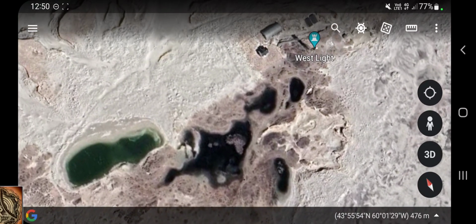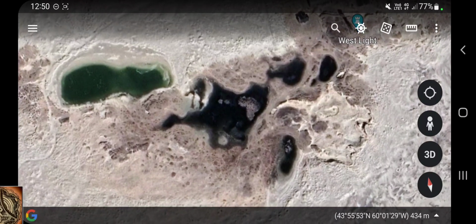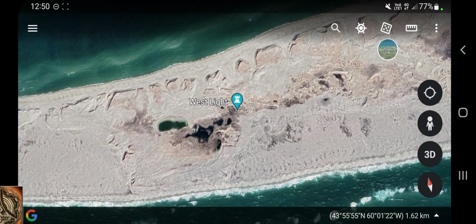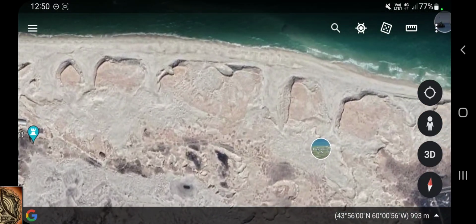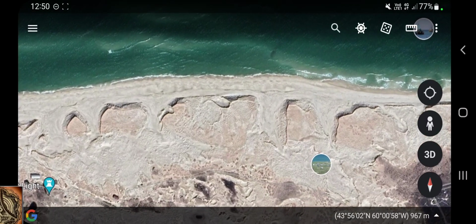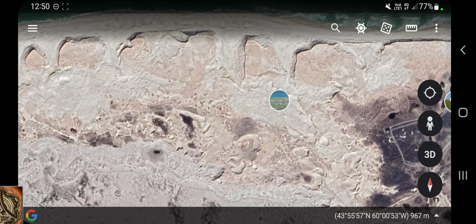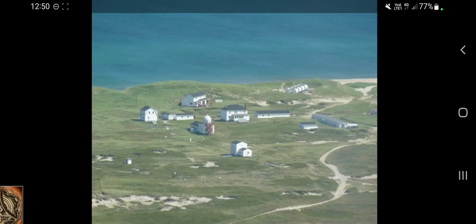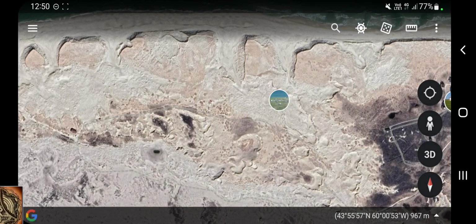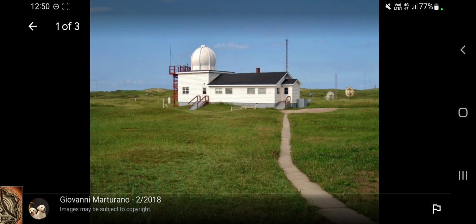Here we have different colored water, green and black. Different colored sediments again. And here we have again somehow repetitive patterns. Yeah, you can see them by yourself. There are a few pictures from that place. There's an airport. Sable Island main station.